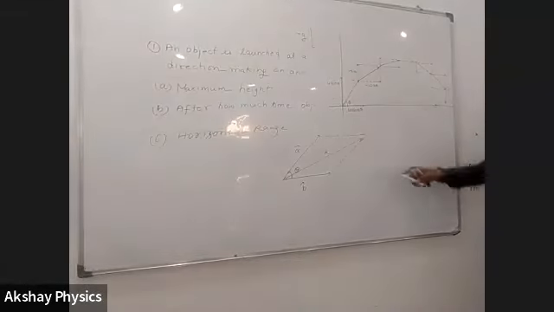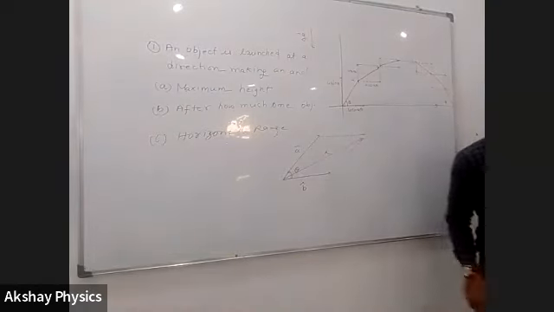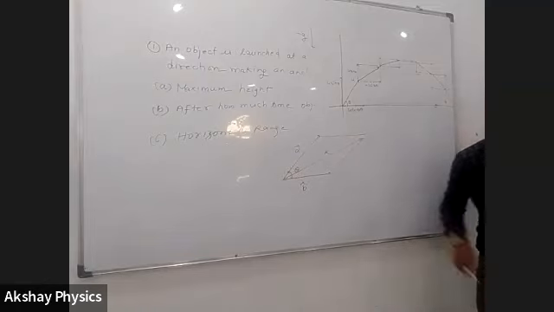Tell me for this condition. If this is A vector, this is B vector, and there is an angle theta between them, then what will be the resultant magnitude?